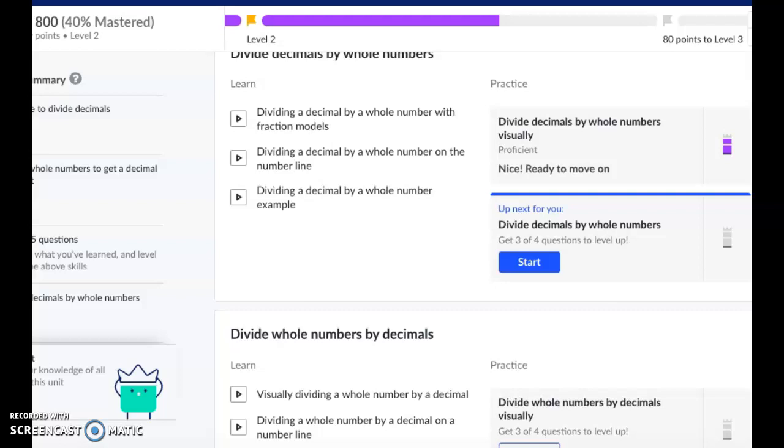Khan Academy, divide decimals, and we're working on the subtopic, divide decimals by whole numbers.